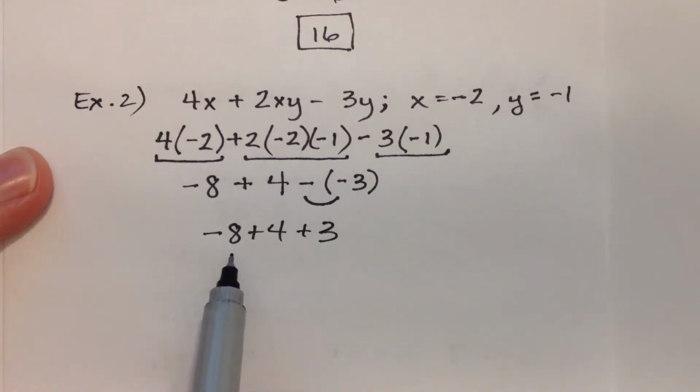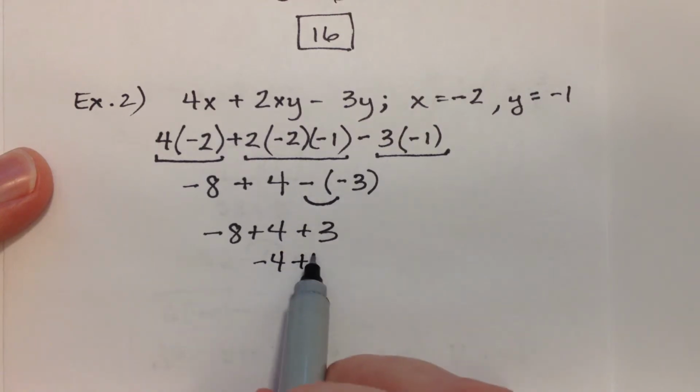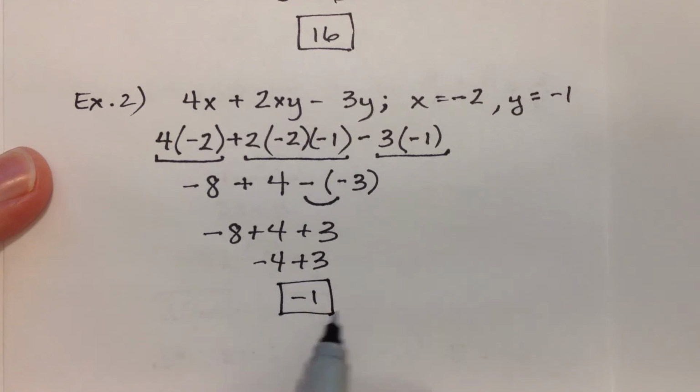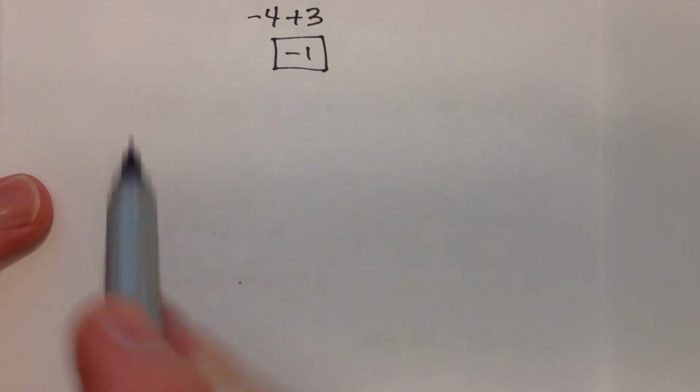So now let's take it one at a time. Negative 8 plus 4 is negative 4. And negative 4 plus 3 is negative 1. So really this is no different than order of operations. Again, the biggest thing is just whenever you're substituting your values into the variables, you must use parentheses and work accordingly. Okay, let's do one last example.